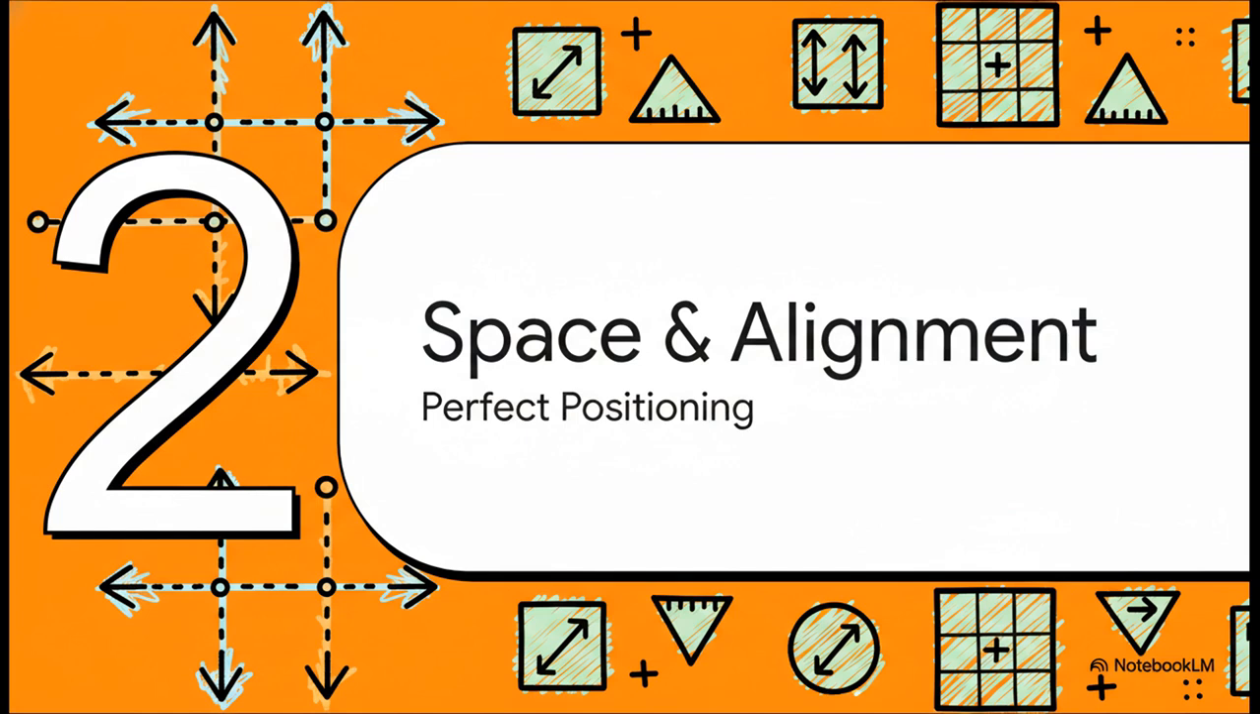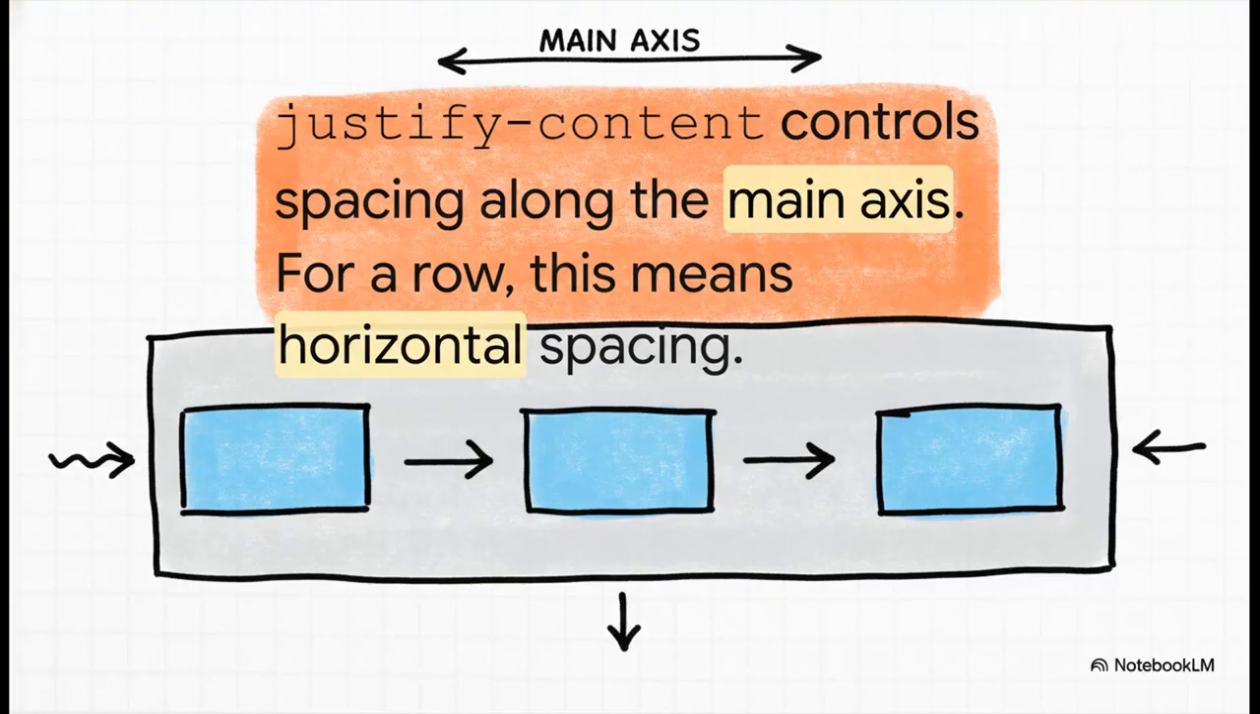This is where Flexbox really starts to shine. We're about to meet the two properties that are going to do most of the heavy lifting for you: justify content and align items. First up, let's talk about justify content. This property controls how your items are spaced along the main axis.